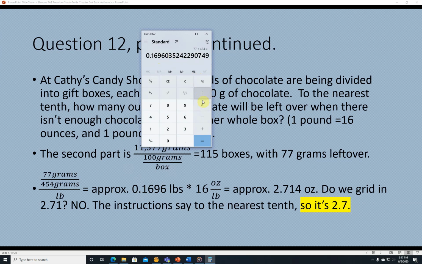Anyway, so then we're going to multiply that by 16 ounces per pound. So that's 2.71365, and so on, ounces. So there's room to grid in 2.71, and if we were rounding to the hundredths, that would be correct.